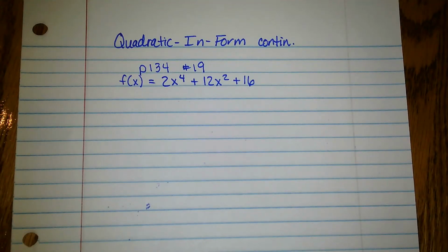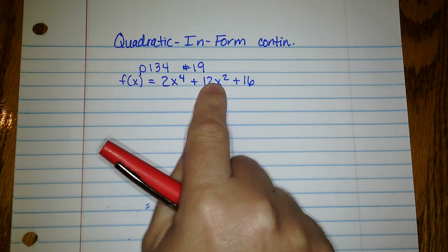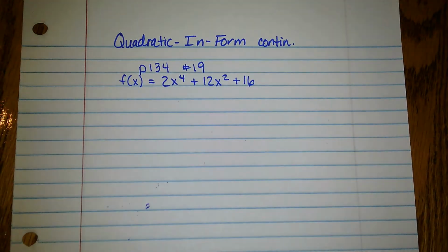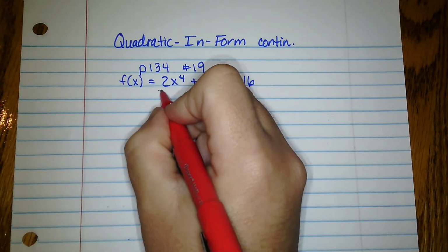Okay, so we're going to continue with the quadratic in form, and I'm on page 134, looking at number 19. Here's the problem they give us. Again, what makes this quadratic in form? We've got a trinomial, that's 3 terms, and the middle term's exponent is half of the lead term's exponent. So that means that it is a quadratic in form. Do you see a GCF? Yes, so we're going to take a GCF out right away.